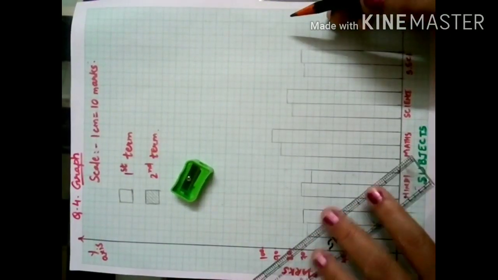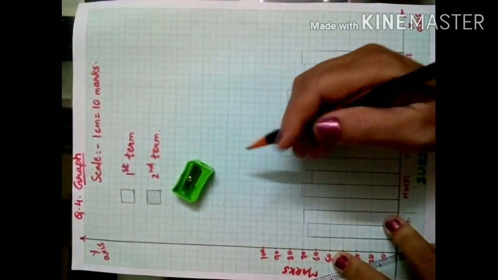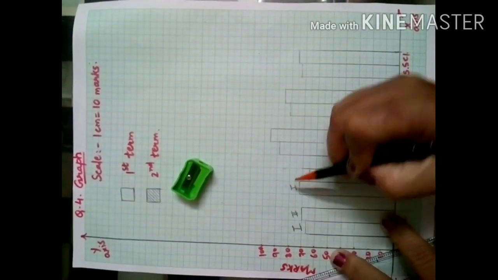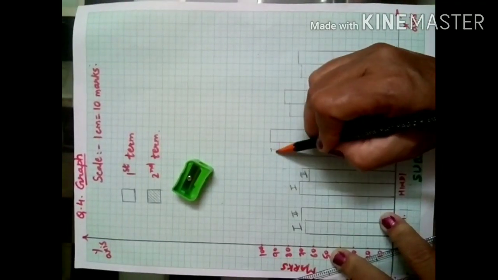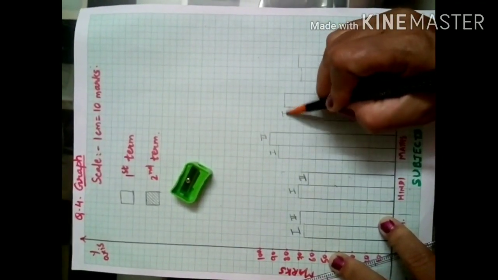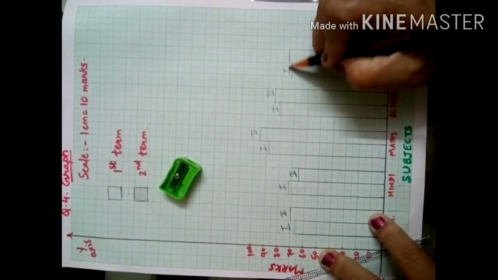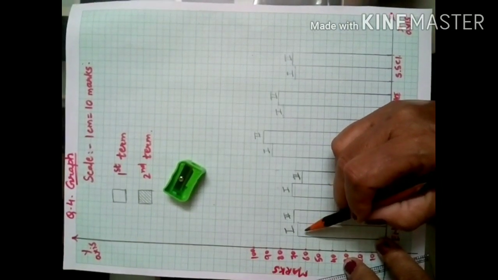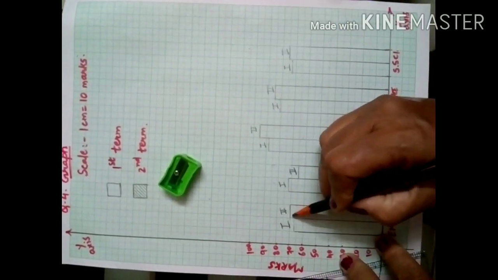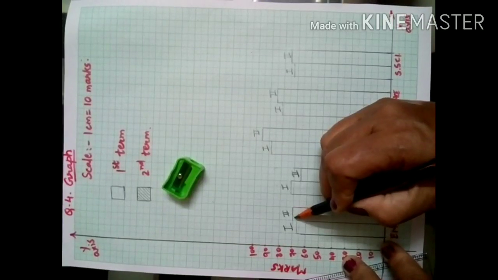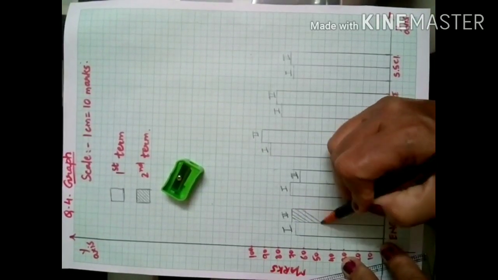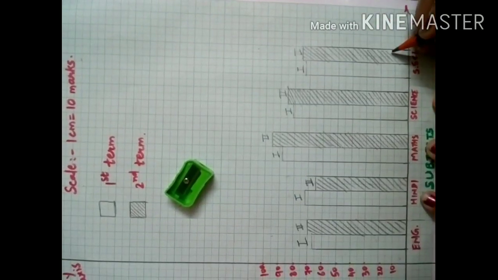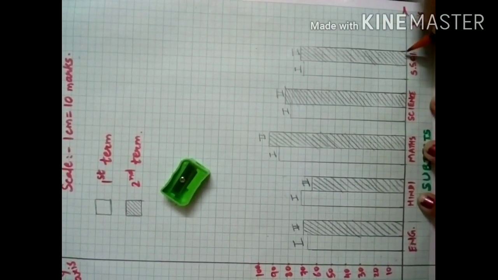Now after finishing, we will mark each graph as the term. This is first term, second term, this is first term, this is second term, this is first term, this is second term, first, second, first and second. And now after completing, to show the difference, we will show the bar graph for the second term by some shading like this. Okay. Like this we will shade the second term bar.